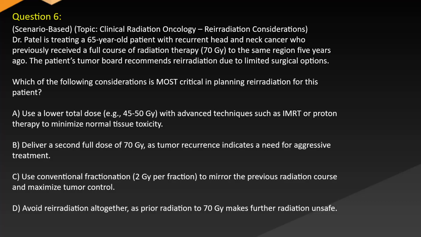A. Use a lower total dose, e.g., 45-50 Gy, with advanced techniques such as IMRT or proton therapy to minimize normal tissue toxicity. B. Deliver a second full dose of 70 Gy, as tumor recurrence indicates need for aggressive treatment. C. Use conventional fractionation, 2 Gy per fraction, to mirror the previous radiation course and maximize tumor control. D. Avoid re-irradiation altogether, as radiation to 70 Gy makes further radiation unsafe.